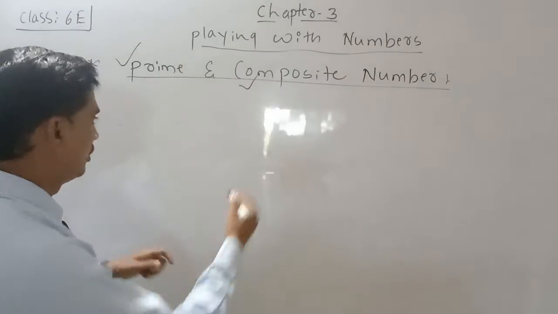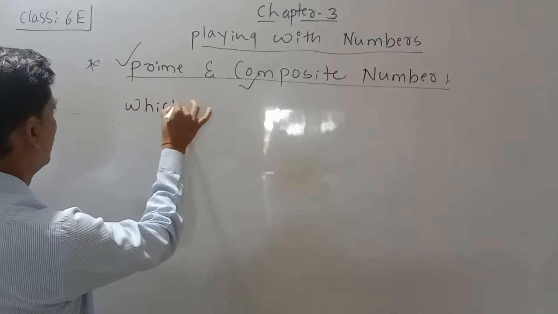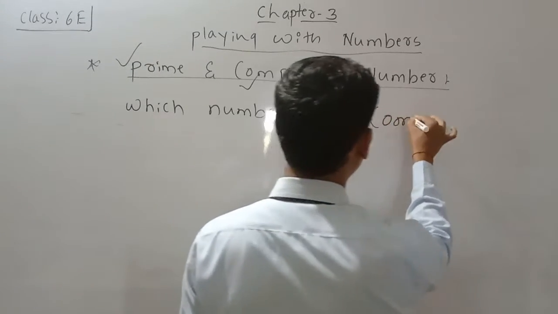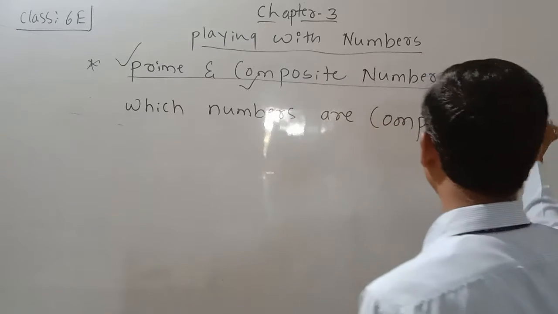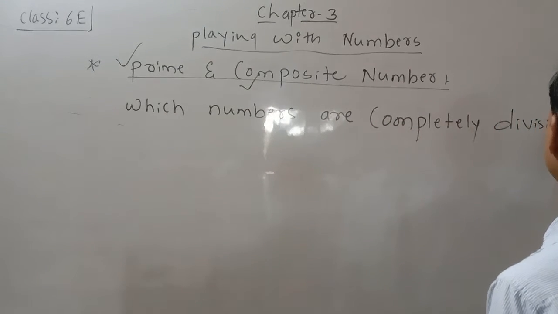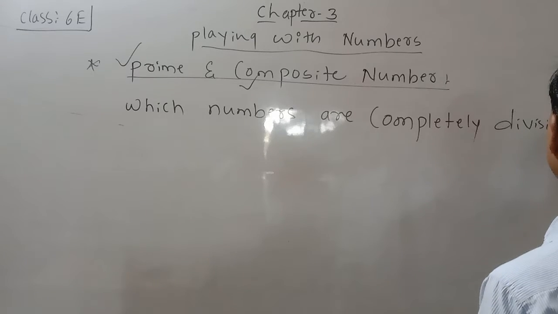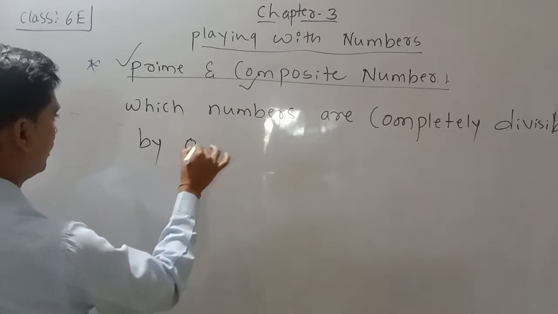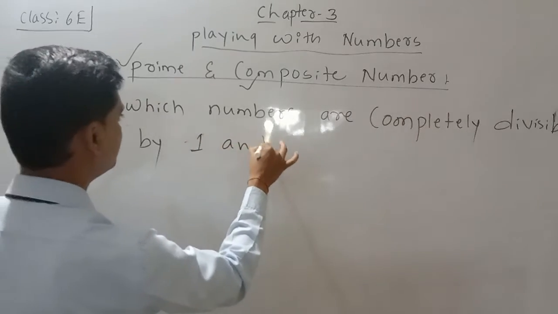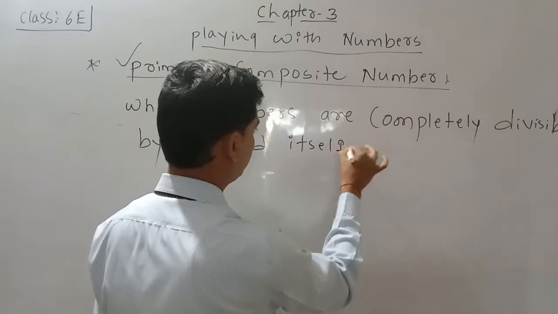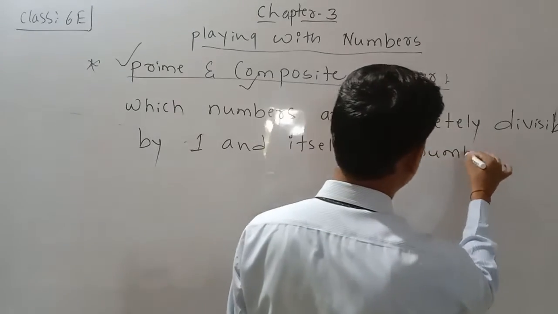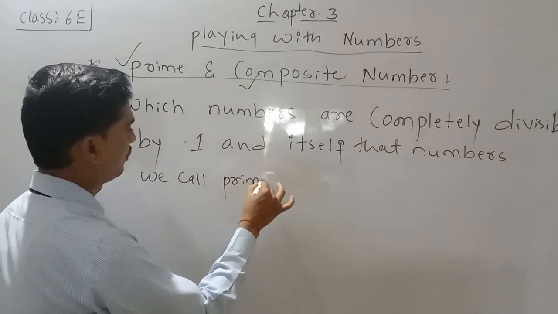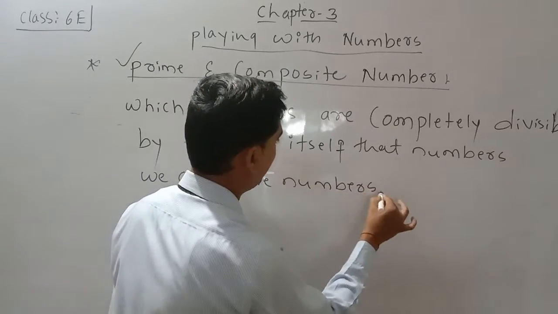Okay. Now, which numbers are completely divisible by 1 and itself? Those numbers we call prime numbers.